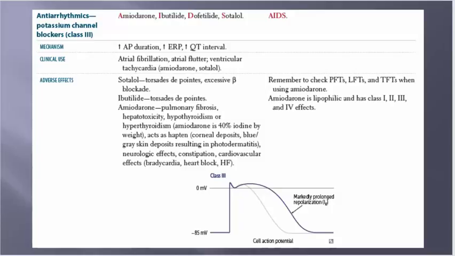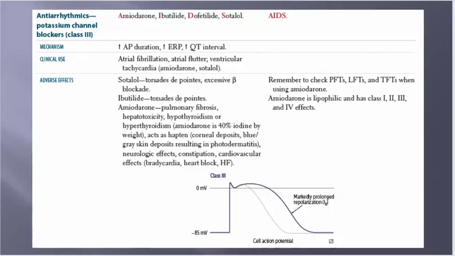And then we have atrial fibrillation, atrial flutter, and ventricular tachycardia. That's the clinical use, typically using amiodarone and sotalol. Some of the adverse effects with sotalol: Torsades de Pointes, excessive beta blockade. Remember to check PFTs, LFTs, and TFTs when using amiodarone.